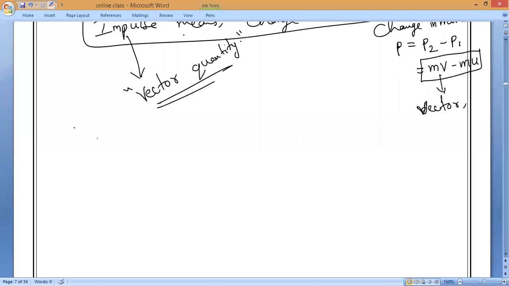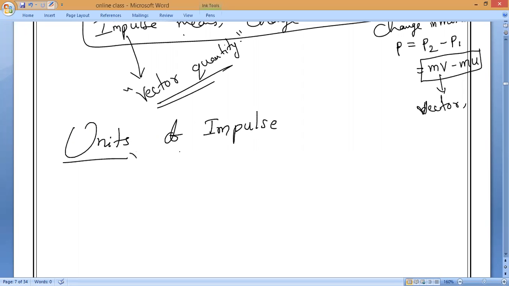Next, units of impulse. Please, all of you write. Units of impulse. Shall we start now? We know that impulse is equal to force into time. Is it yes or no? Is it right or wrong? Force into time.